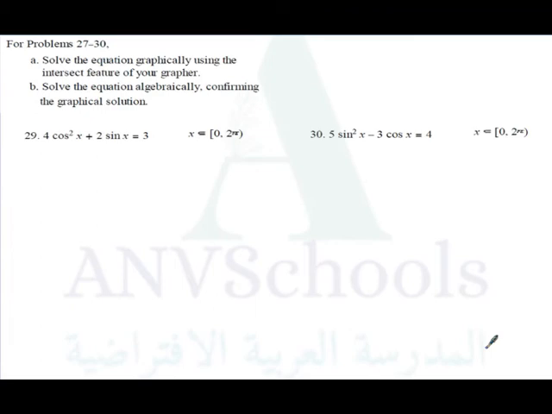For number 27 to 30, A, solve the equation graphically using the intersect feature of your grapher. But we're not going to do it here. We're just going to do letter B, solve the equation algebraically, confirming the graphical solution. Okay, we are to solve this equation algebraically.